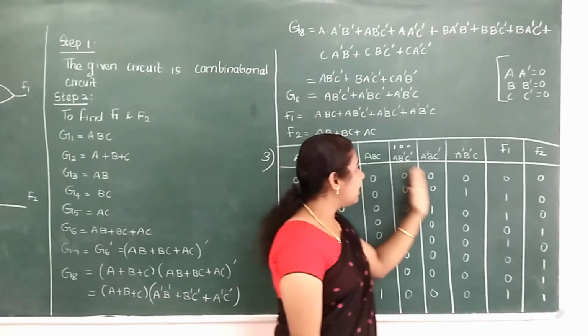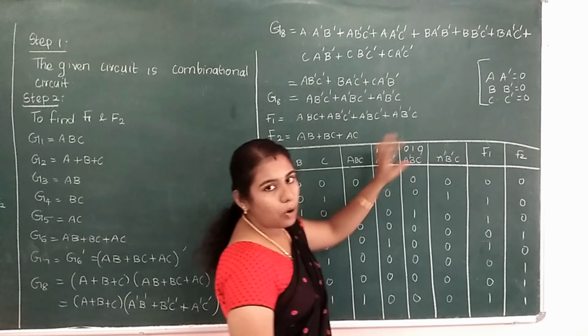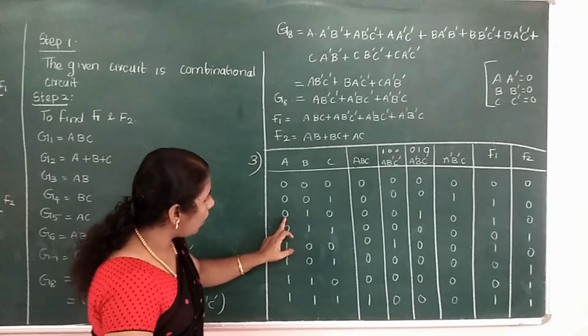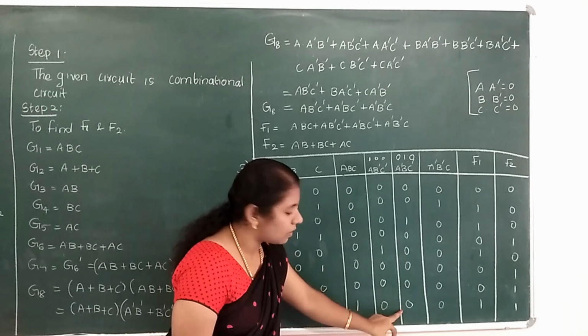Then the third set is A dash B C. Here we can write it as if A equal to 0, B equal to 1 and C equal to 0, it generates the output as 0. For 0, 1, 0, it generates the output as 1. For all other cases, it will be 0.